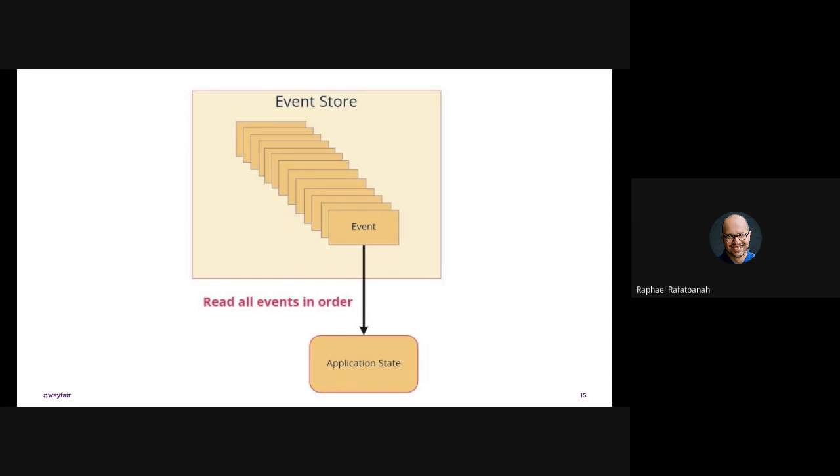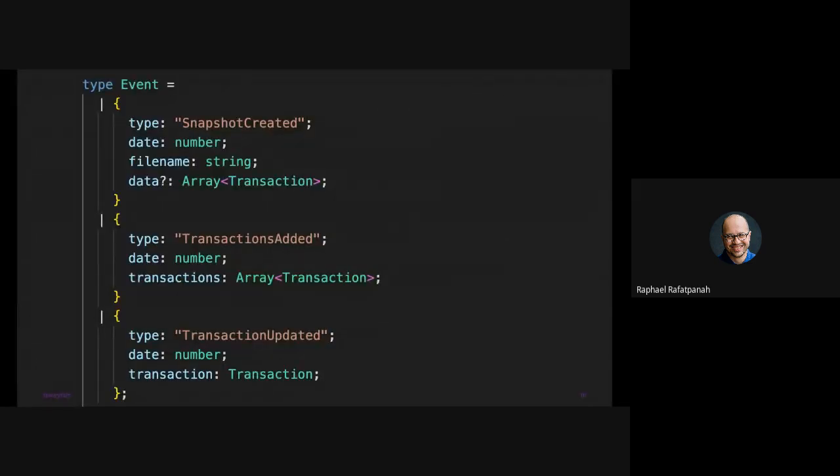generate application state. So more concretely in my application, we can look at the types of events that I have in my personal finance app. I have 3 types of events. One of them is called transactions added. And this is an event that's created when Playwright scrapes a bunch of transactions. The type of the event is called transactionsAdded. The date is a number. This isn't very important. We'll get to that later. And the transactions is just an array of transactions.